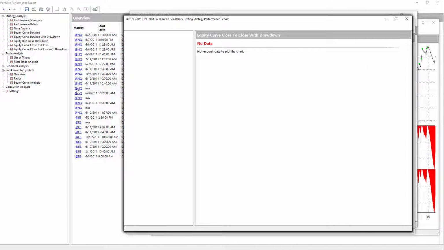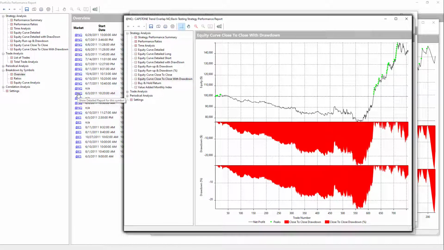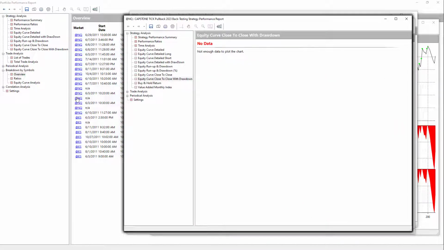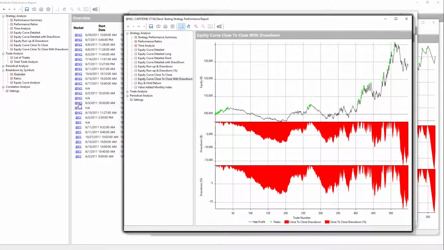And then 60-minute breakout NQ. This is long only, so no trades. And this is trend overlap. Also one that's had a bigger drawdown than from the time frame that we're looking at. So the trend line of the equity curve is down, then it's up, and now it's choppy. And so trend overlap short and tick wave short are the two challenging ones. Tick pullback is long only, so there are no trades there. And then VTNQ short side also.